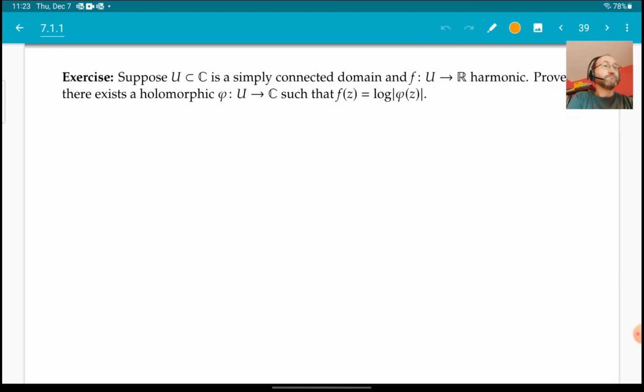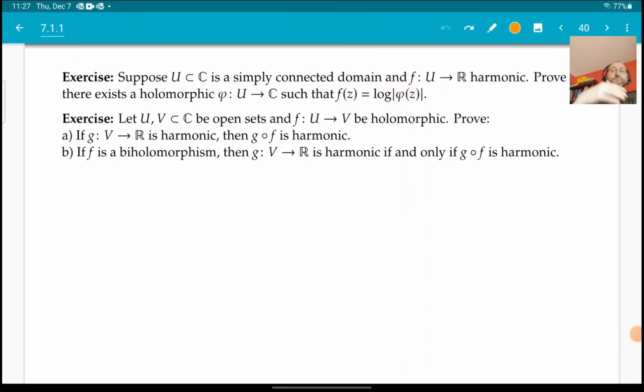Okay, and since we're talking about exercises, another exercise is that you can actually go backwards in that proposition, right? So if you have a harmonic function f, then you can locally find a holomorphic phi whose log of mod phi is equal to f.